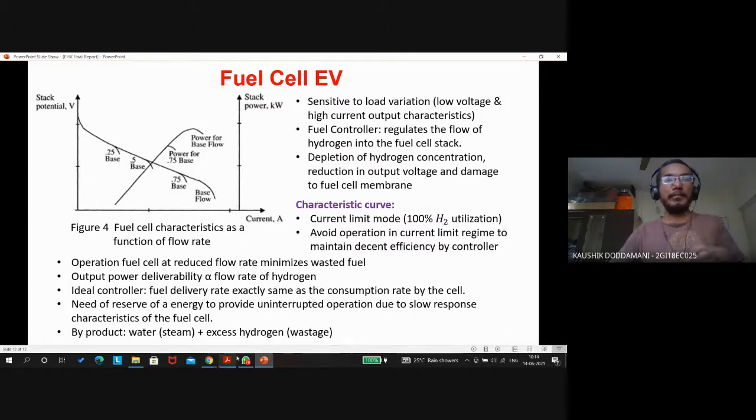And there is a need of a reserve energy battery to provide uninterrupted operation due to slow response characteristics of the fuel cell. So there is a need of a battery, and this is one of the drawbacks of a fuel cell.